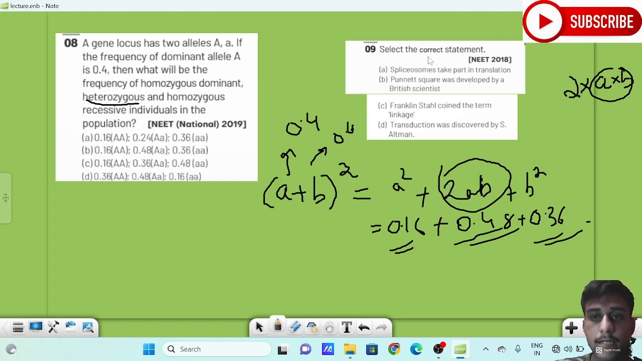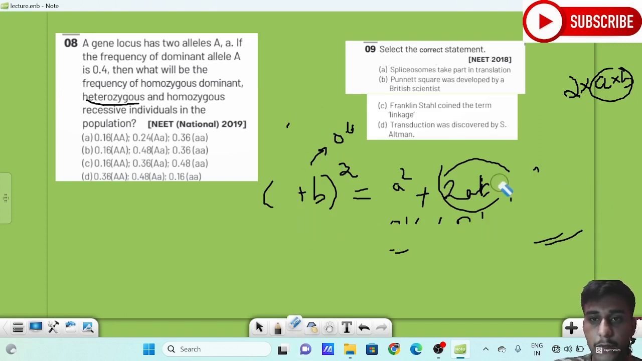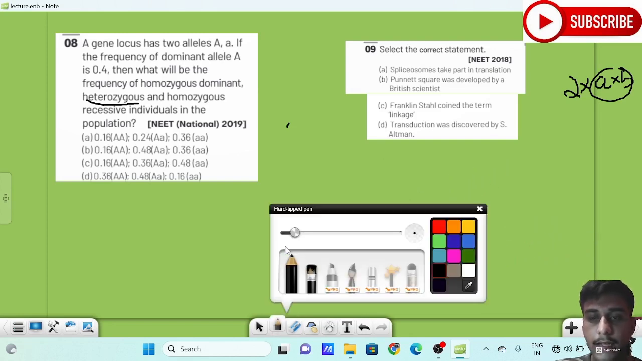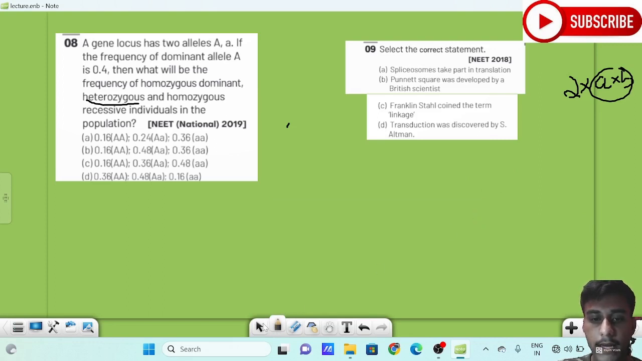Next, select the correct statement. First, spliceosomes take part in translation. Second, Punnett square was developed by a British scientist. Third, Franklin Stahl coined the term linkage. Fourth, transduction was discovered by S. Altman.